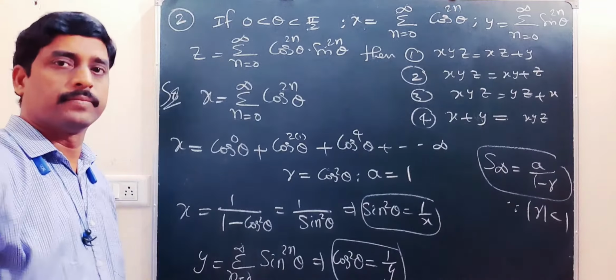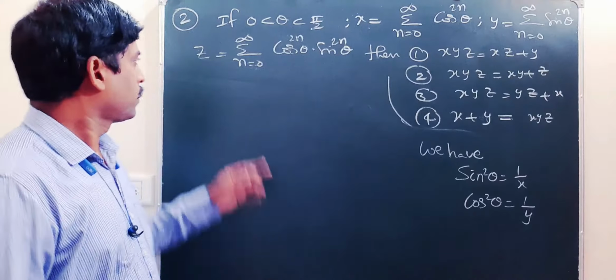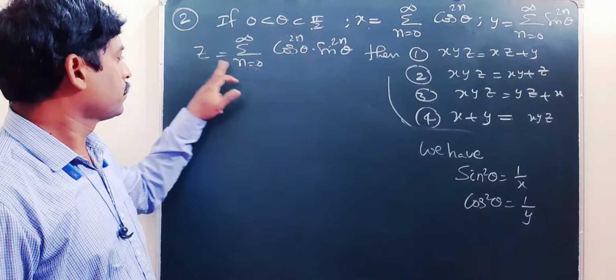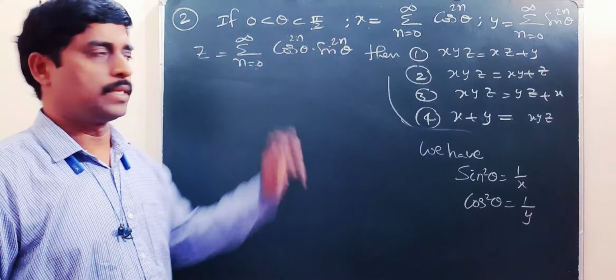If X has cosine functions, then we have sin square theta equal to 1 by X. If Y has sine function, then we have cos square theta equal to 1 by Y. Okay, so what is given? Third condition: Z is given as the summation n equal to 0 to infinity of cos to the power 2n theta into sin to the power 2n theta.